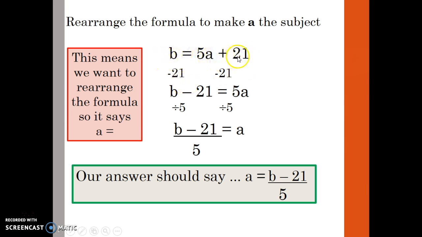We first subtracted the 21 from both sides, and we end up with b minus 21 equals 5a. Then, because we want the a by itself, we need to divide by 5 to lose the 5. We need to do it on both sides. Because we have two numbers here, we have to put the division line and put the number underneath. And the divide by 5 cancels the 5 next to the a, and you're left with b minus 21 over 5 equals a.